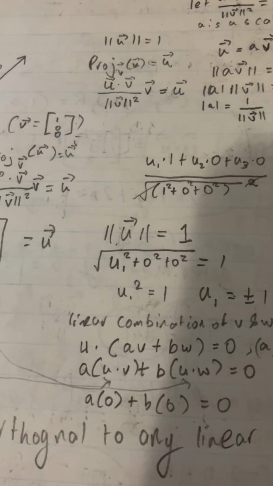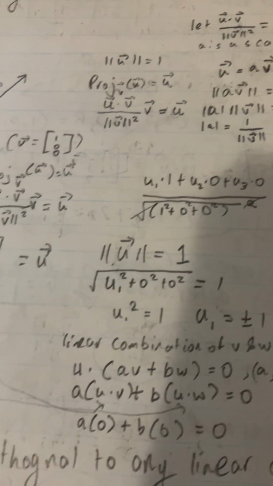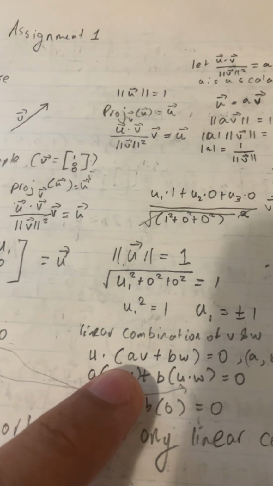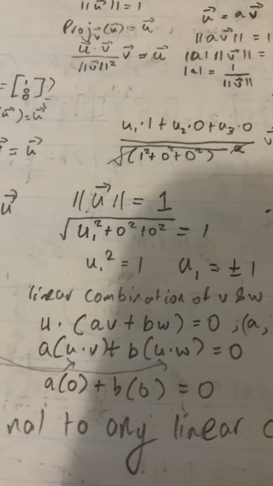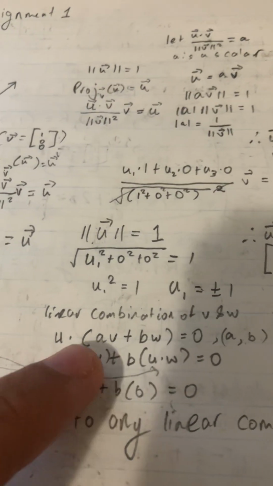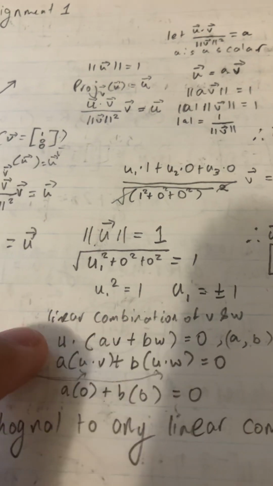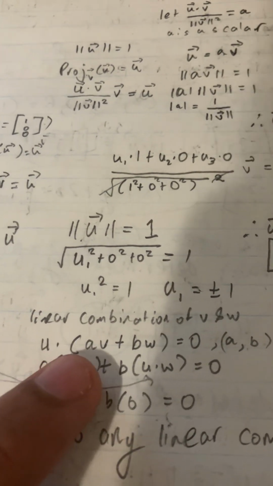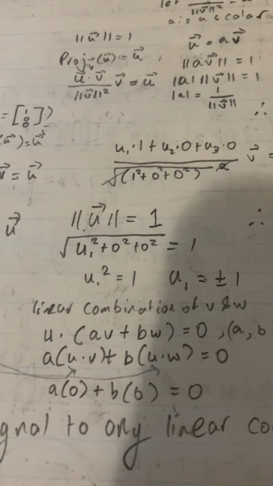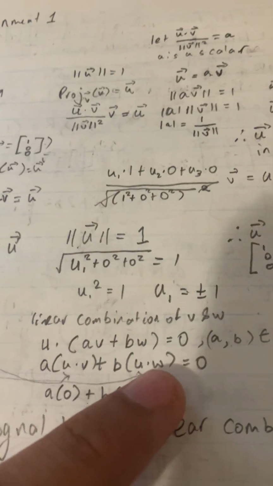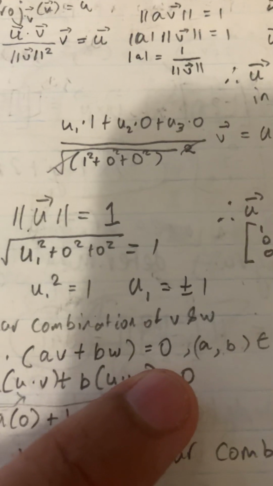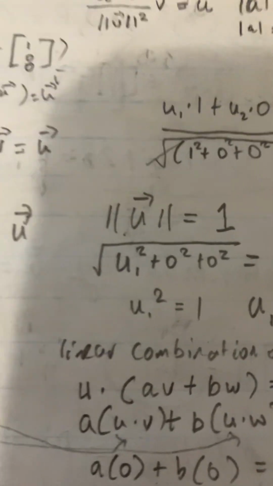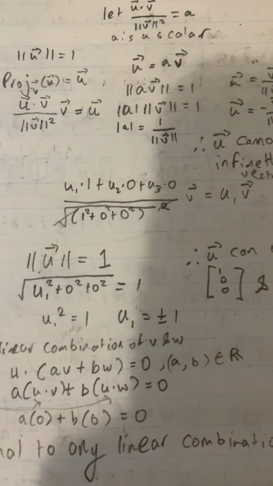U dot a linear combination of V and W. We want to prove that U and this are orthogonal. So if U and a linear combination of V and W are orthogonal, then the dot product is going to be equal to 0, right? So let A and B be scalars, right?